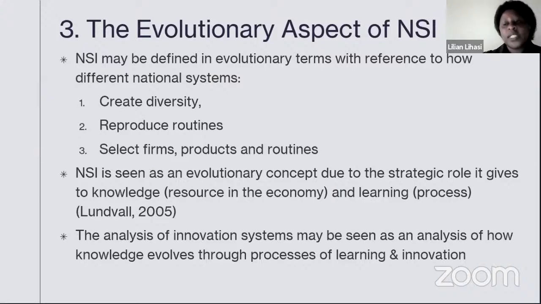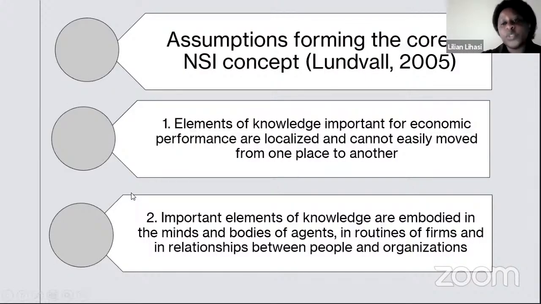The analysis of an innovation system may be seen as analysis of knowledge that is evolving through processes of learning and innovation. It is through learning, innovation and interaction that firms interact, learn from one another, and are able to innovate. And as they innovate, there is also imitation. The innovator may be recognized, but the imitator comes in and is able to imitate and come up with new innovation. So one innovation is building onto the other. Lundvall came up with the assumptions that form the core of the national system concept.